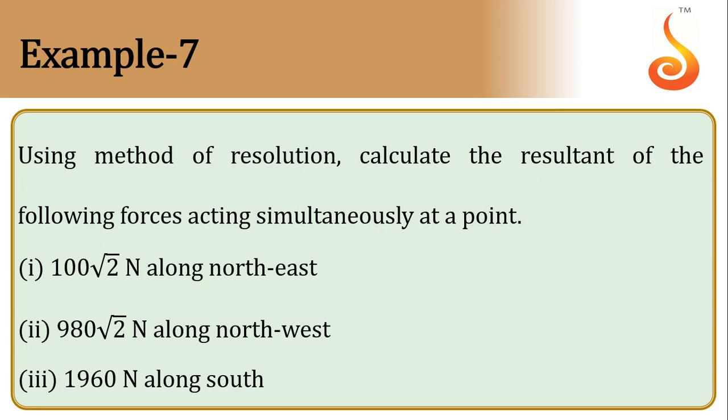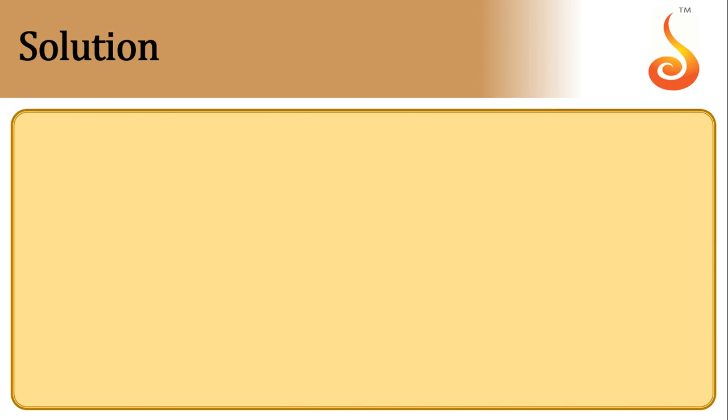Consider the following forces acting simultaneously at a point: 100 root 2 Newton along northeast, 980 root 2 Newton along northwest, 1960 Newton along south. Let's show this construction.